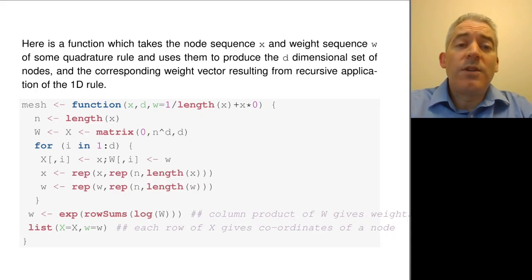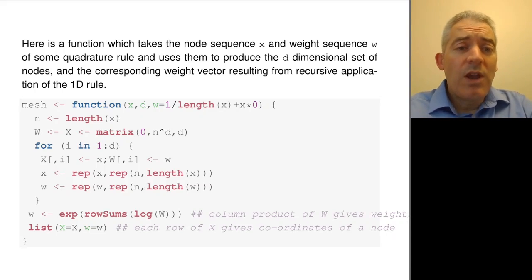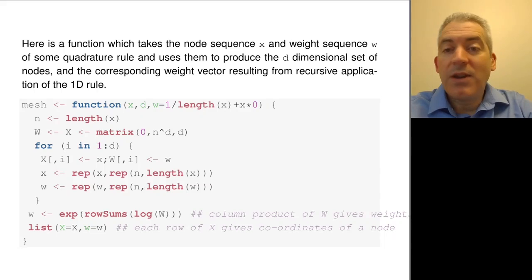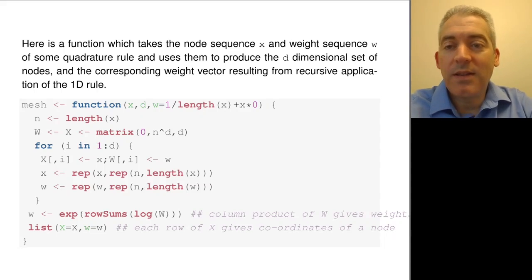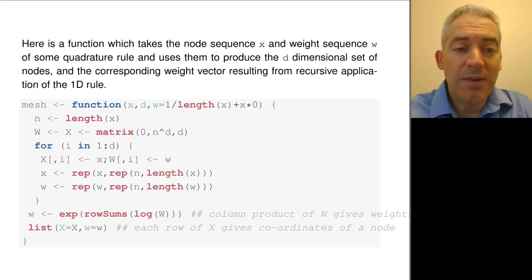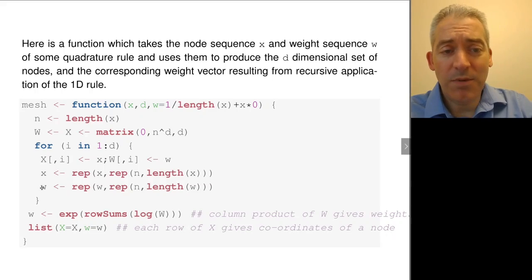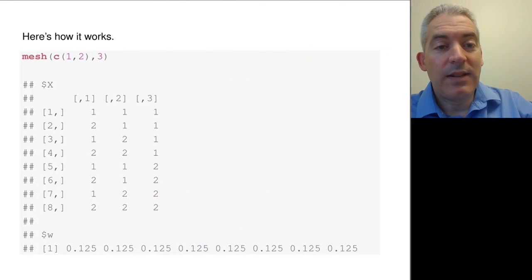But if we want to pursue it, again, we can write little functions to help us do this approach. So we could create a little mesh function here, which creates the matrix of nodes, the set of coordinates, the set of points at which we want to evaluate our multidimensional function, and the corresponding set of weights. And well, let's just see how it works.